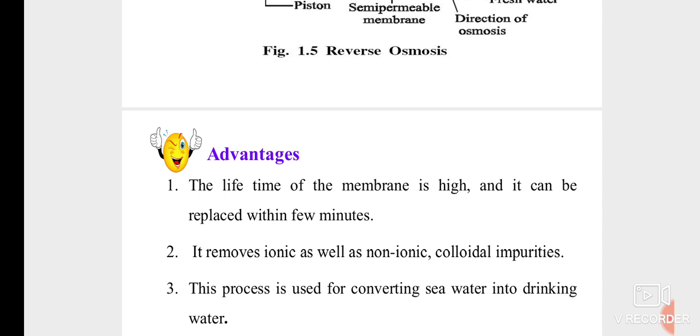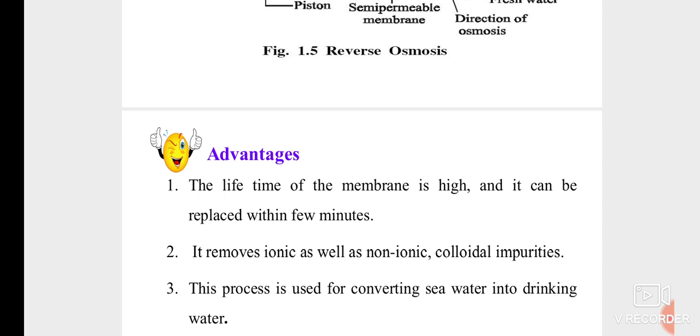Then the second advantage: it removes ionic as well as non-ionic substances. Ionic means positive ions and negative ions. For example, calcium sulfate: calcium is the cation, sulfate is the anion. Same thing with magnesium chloride: magnesium is the cation, chloride is the anion. Calcium carbonate: calcium is the positive ion, the cation, and carbonate is the negative ion.